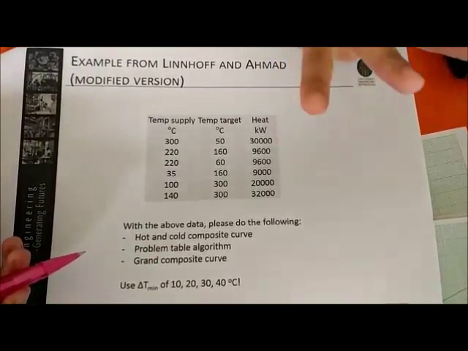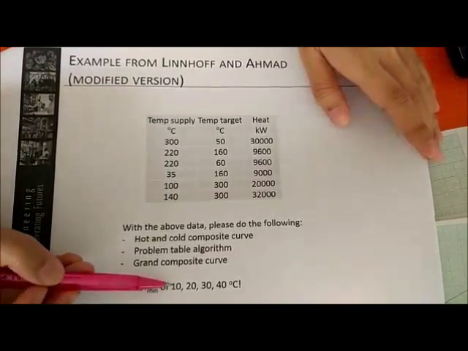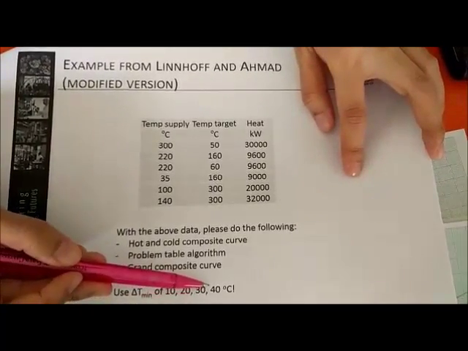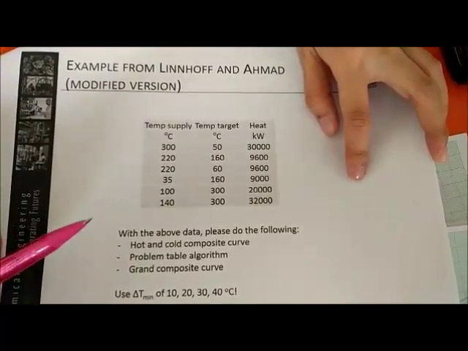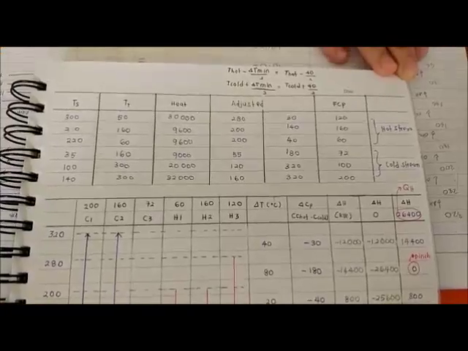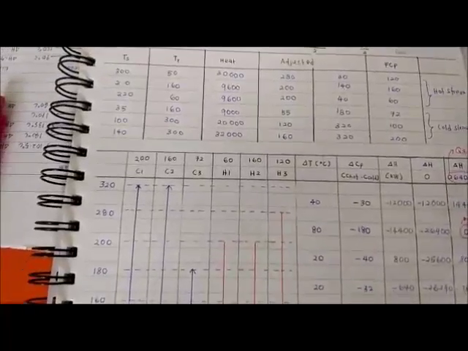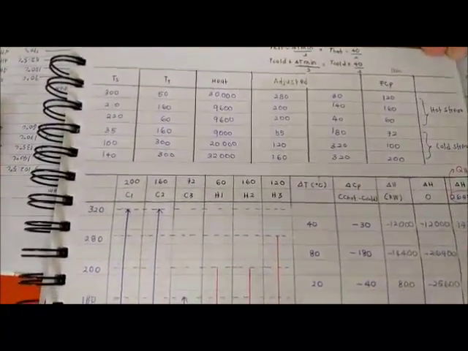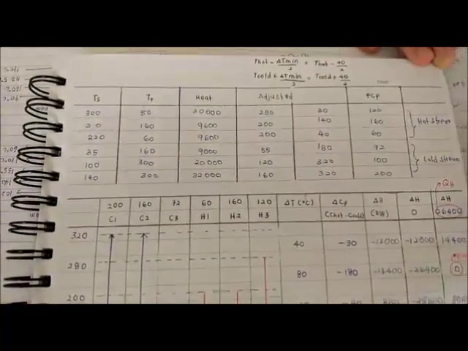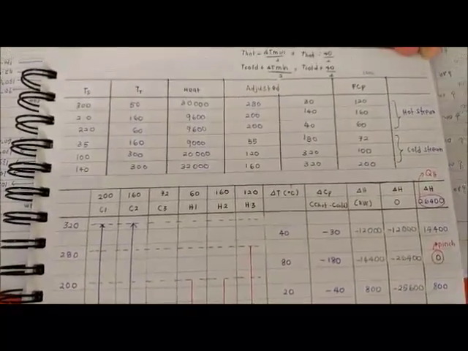So we have to use four different delta T min values, which is 10 degrees Celsius, 20 degrees Celsius, 30 degrees Celsius, and also 40 degrees Celsius. So now we will show you for delta T min of 40 degrees Celsius. Right, so for this kind of problem, we can do it in two ways. First, we can use problem table algorithm, or you can either start with hot and cold composite curve. But for this example, we will start with problem table algorithm first.